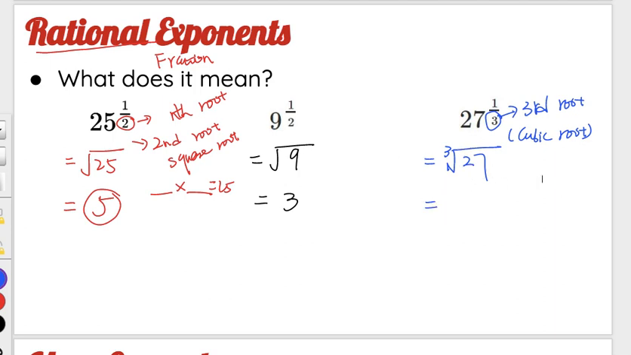And this one tells us we need to find a number that we multiply 3 times to get 27. Which number would work? Yes, that's a 3. Okay, so that's what it means for rational exponents. Whatever the number on the bottom is, it tells us which root we are going to look for.